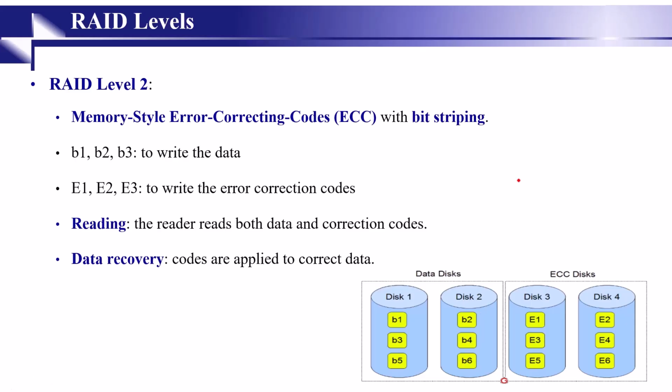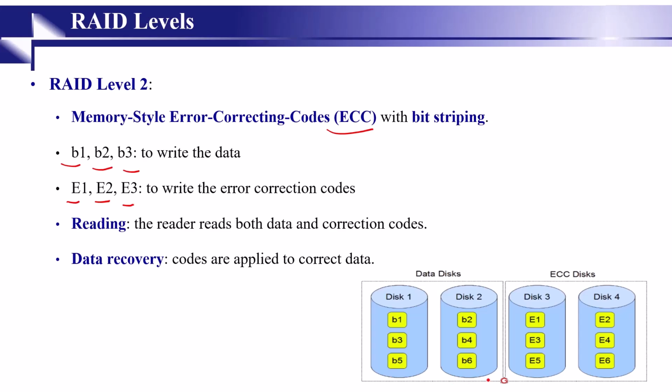Alright, here is RAID level 2, a bit more complex. It uses memory-style error correction code, or ECC. This is combined with bit striping. Imagine you have data bits like B1, B2, and B3 written across disks, and then extra bits like E1, E2, and E3 for error correction. When you read the data, you grab both the data and these codes. If something goes wrong, the system uses those codes to fix the data on the fly.